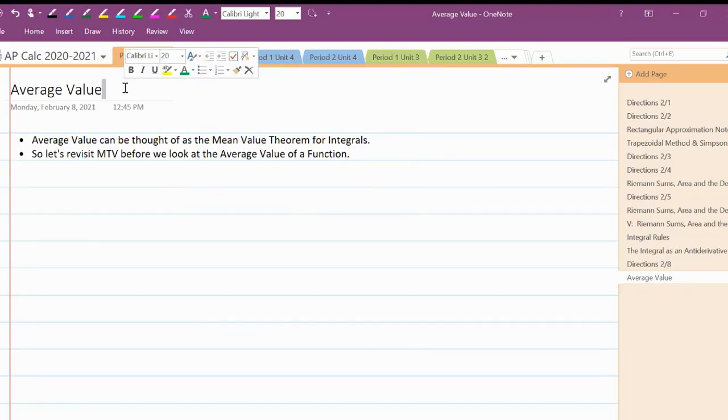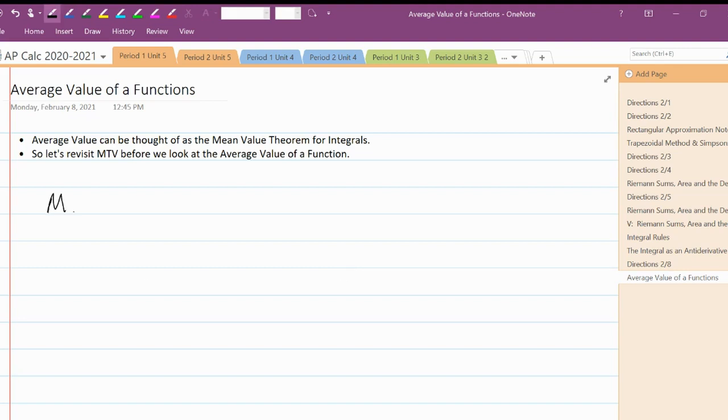of a function. And this can be thought of as the MVT, the mean value theorem for integrals. So let's maybe reach back to MVT, and then we'll use that as our springboard to look at and discover what this average value of a function looks like.